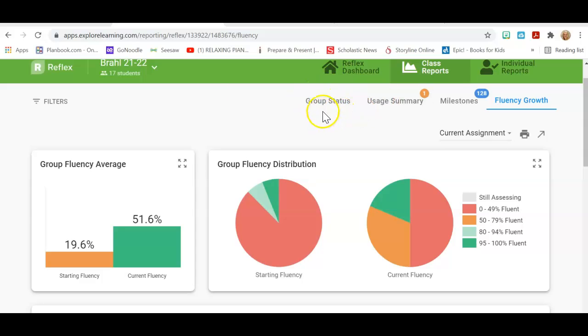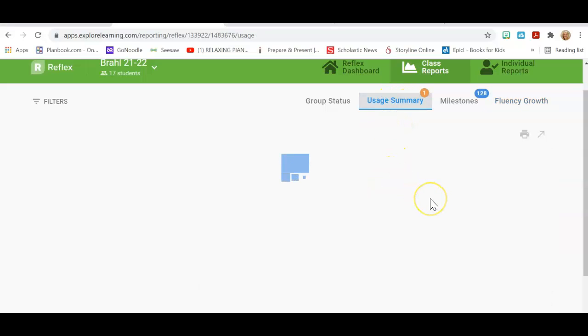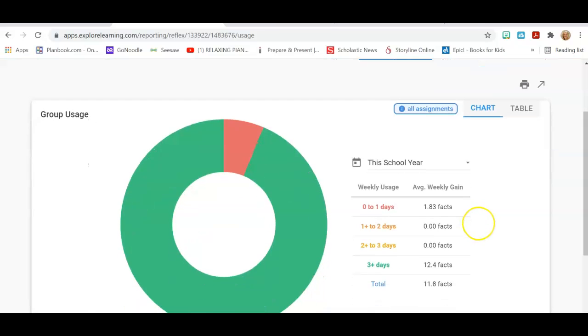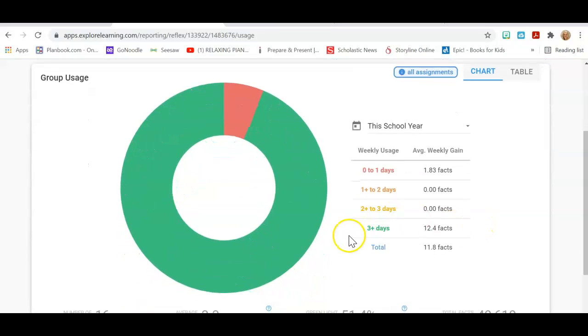So I have a couple different options. I can go into group status, which I'm not going to click right now, because that will show you individual students. I have a usage summary, so I'm going to actually click on that. I can go in and see, and it will give me this graph here of students that are using Reflex 3+ more days per week and the optimal usage.